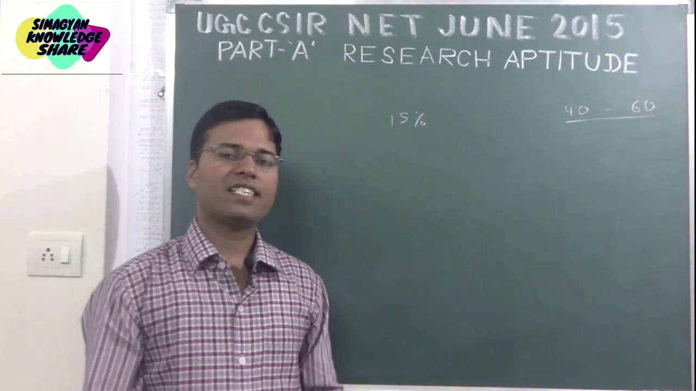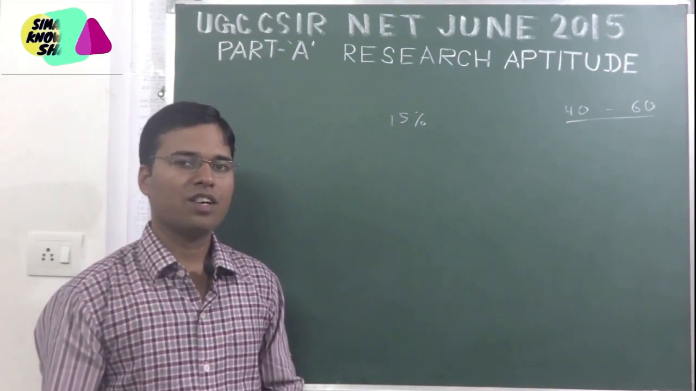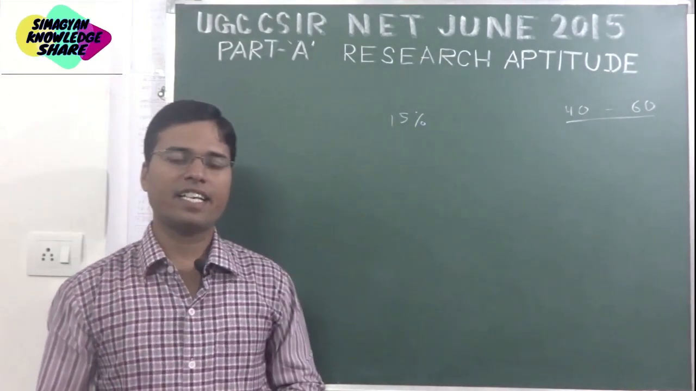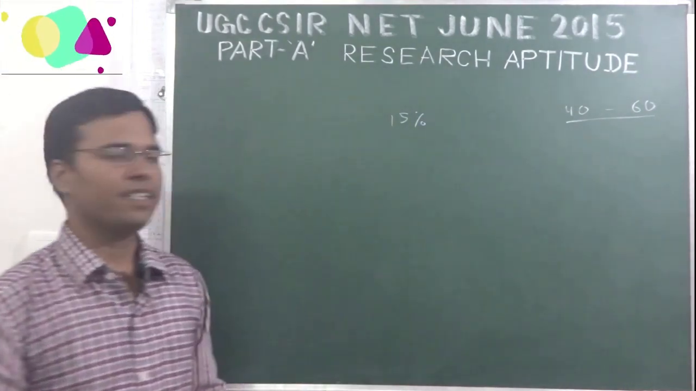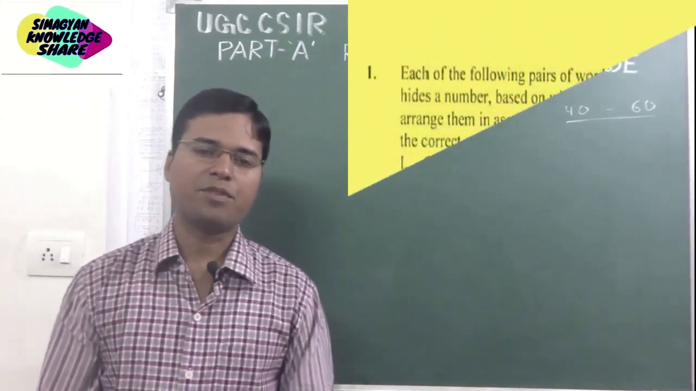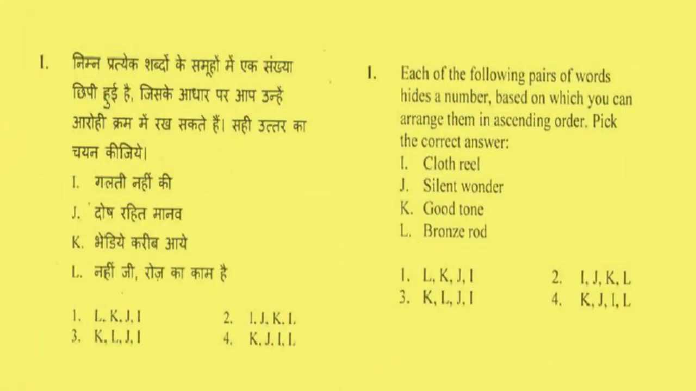So, let's start the problem solution of UGC-CSIR NET June 2015 Part A Research Aptitude. The first problem is: each of the following pairs of words hides a number based on which you can arrange them in ascending order. Pick the correct answer. I. Cloth reel. J. Silent worker. K. Good tone. L. Bronze rod. There are 4 options. Select the correct answer.